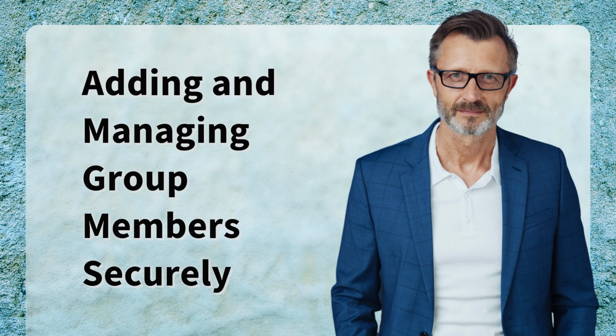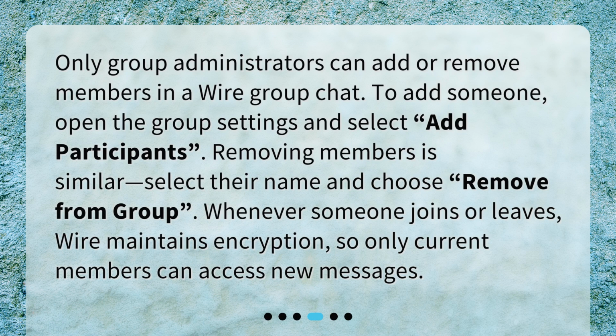Adding and managing group members securely. Only group administrators can add or remove members in a Wire group chat. To add someone, open the group settings and select Add Participants. Removing members is similar. Select their name and choose Remove from Group. Whenever someone joins or leaves, Wire maintains encryption, so only current members can access new messages.